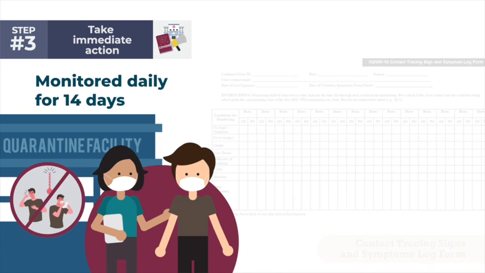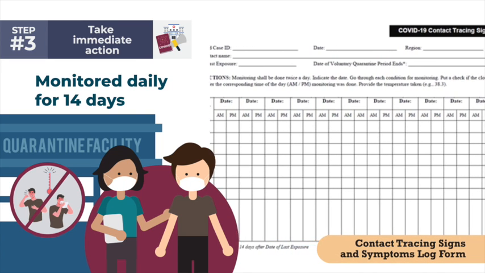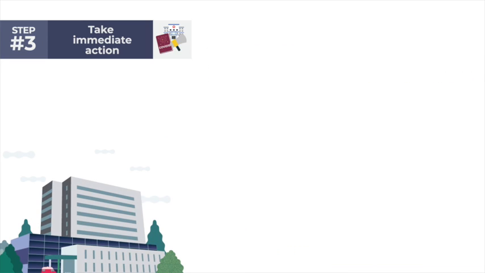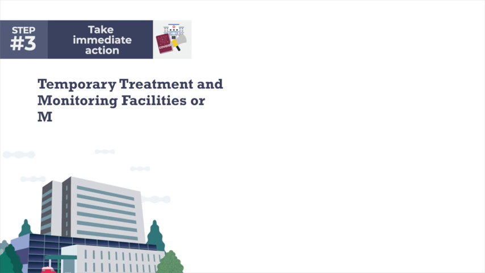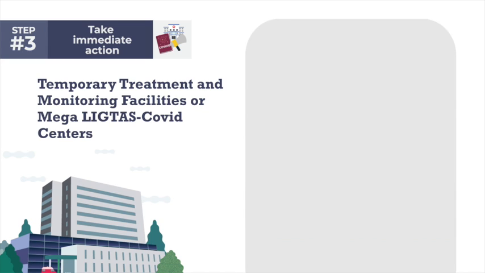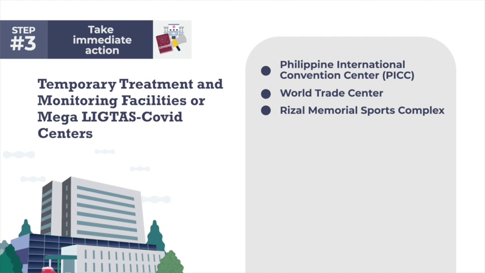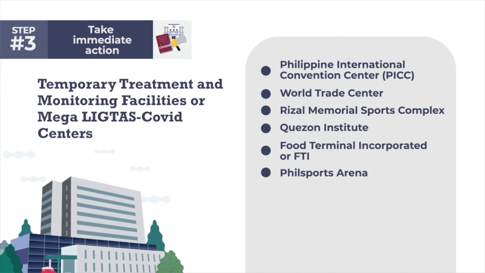To document symptoms of close contacts, the contact tracing team will need to use the contact tracing signs and symptoms log form. Close contacts without symptoms can be referred to temporary treatment and monitoring facilities, or TTMF, or megaligtas COVID centers which are being established by converting facilities such as Philippine International Convention Center, or PICC, World Trade Center, Rizal Memorial Sports Complex, Quezon Institute, Food Terminal Incorporated, or FTI, Phil Sports Arena, Ultra, Philinvest Tent, Duty Free Philippines, Amoranto Stadium.